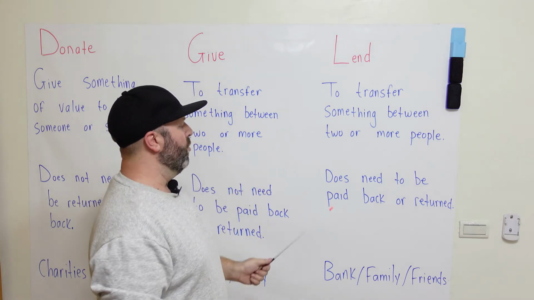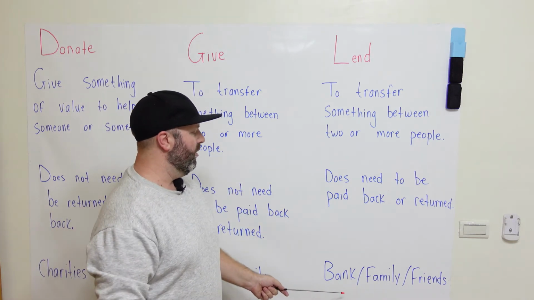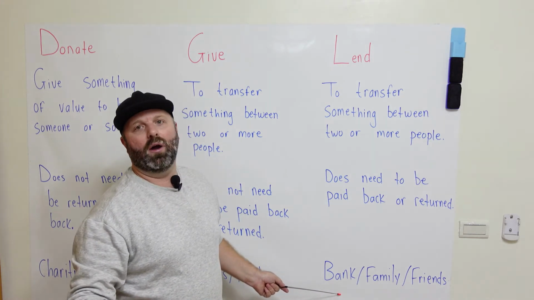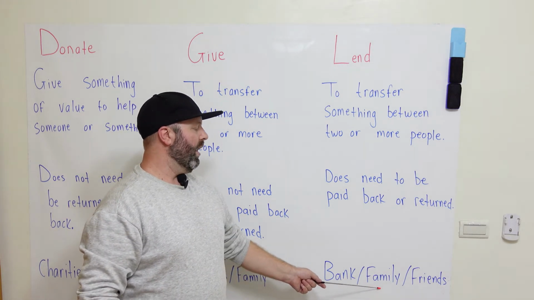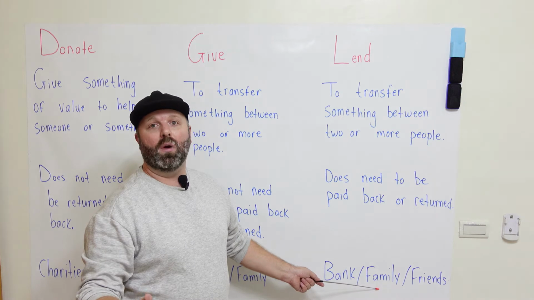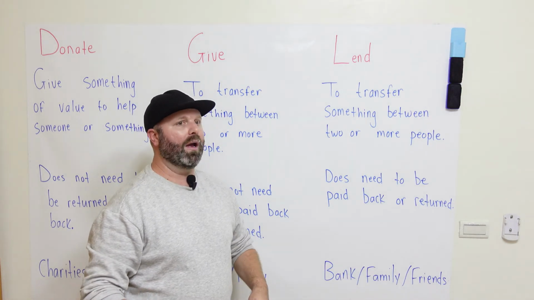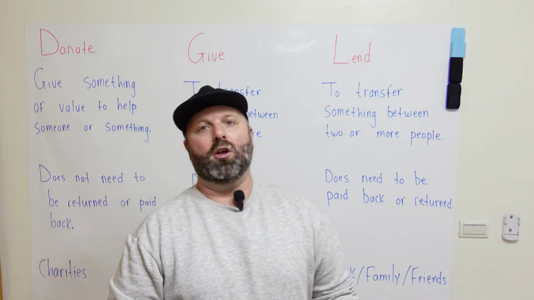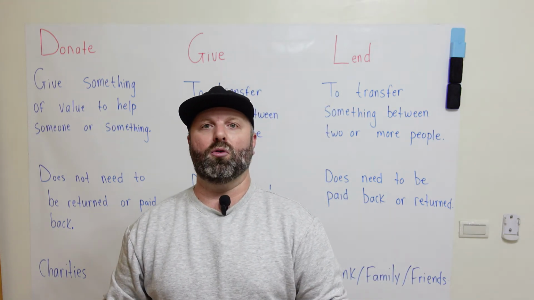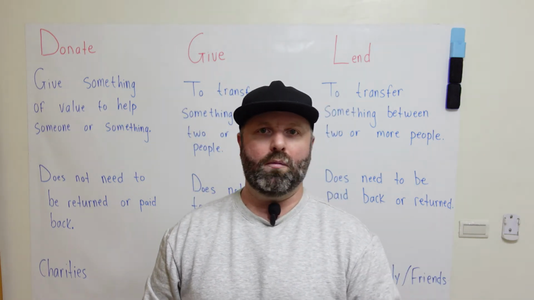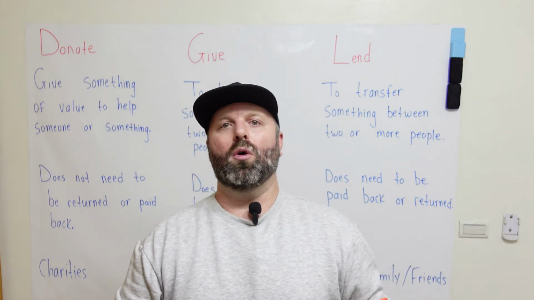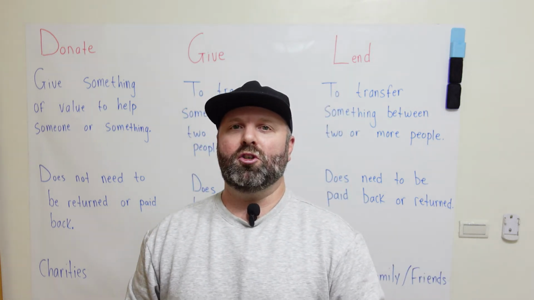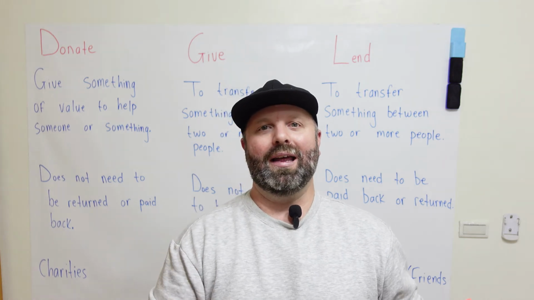And who would lend? Like I talked about earlier, banks. So banks lend money, like I said, to buy a house or to open up a business. Your family might lend you money, okay? Or friends might lend you money, or, like I said, a computer or something you need, like a lawnmower, or something like that that you need, okay? So that's the difference between donate, give, and lend.